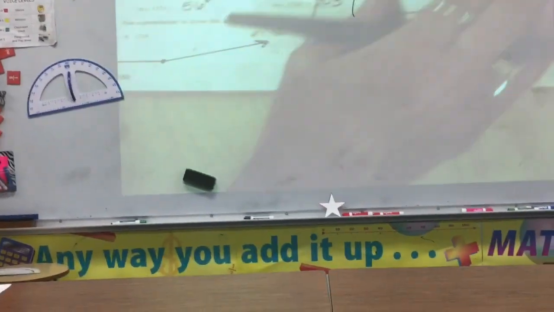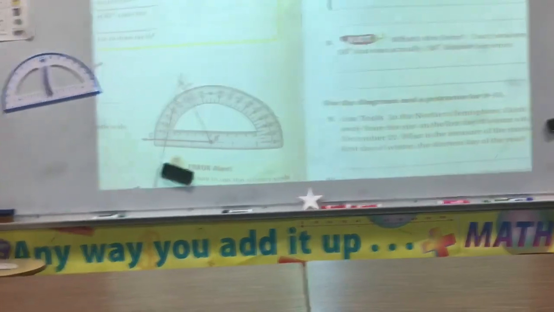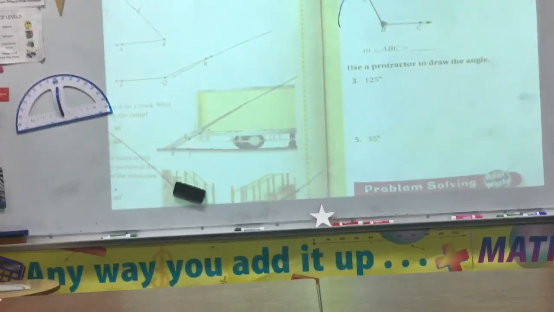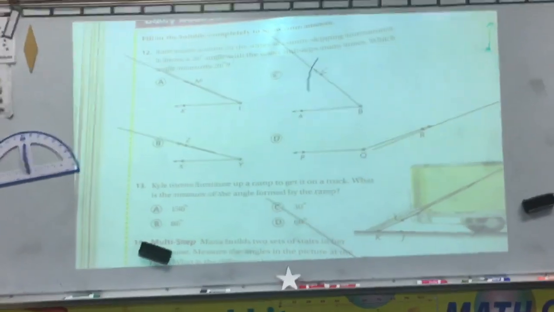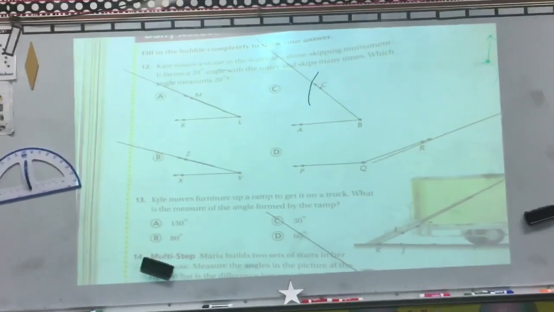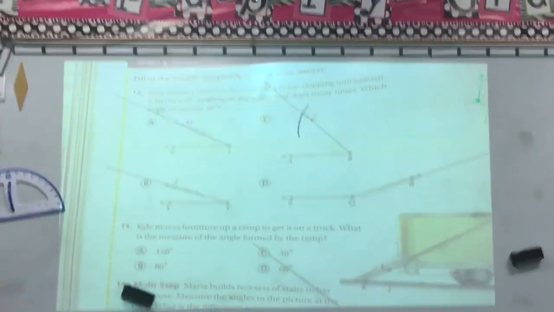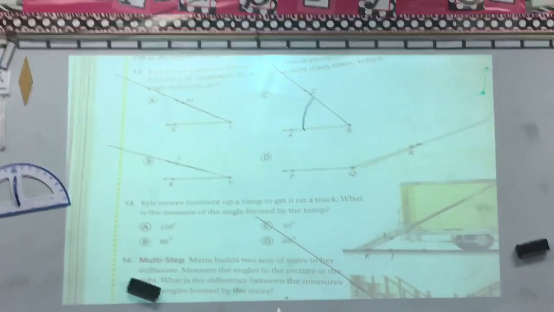So we're going to skip page 501. It is a little bit too detailed for what I want to do today. We're going to flip over to the questions. It says, Kate tosses a stone in the water at a stone skipping tournament. It forms a 20-degree angle with the water and skips many times. Which measure is 20 degrees?